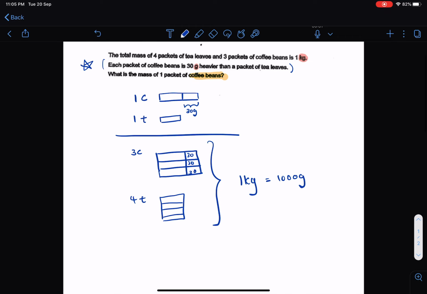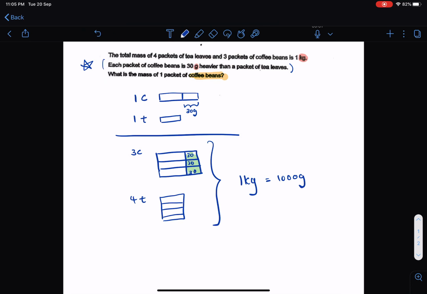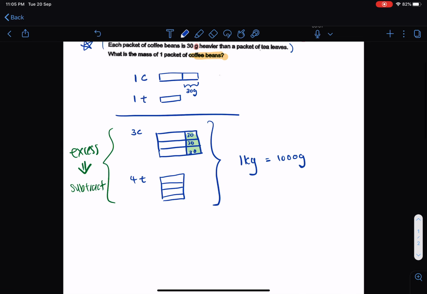Now, take note, whenever there is excess in a model, let me highlight in green, excess in a model, we need to subtract. You need to remember this. This is very, very important. We need to subtract in order to solve for one unit. Without subtracting, you are unable to find the correct value for one unit, okay? So we need to minus away all the excess.